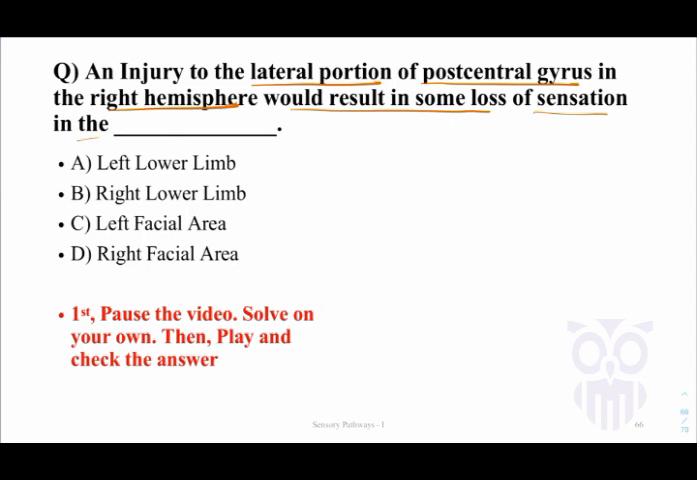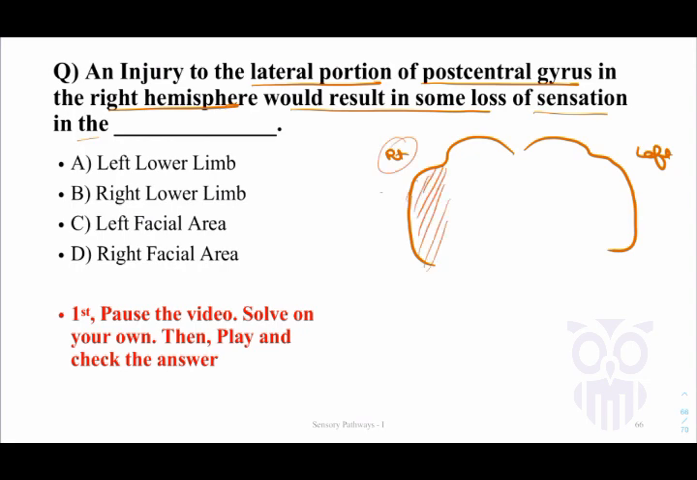Okay, a bit confusing. So what we'll do is draw the brain. This is my right, this is the left. This is the postcentral gyrus. The postcentral gyrus is the sensory cortex, SSA1. Okay, so this is the right, and over here is the lateral portion. So the lesion is here. Now you have to decide whether it will be the left or right lower limb, or the left or right facial area. The lesion is on the right side, so the effect is on the opposite side. So it's not the right lower limb. It's either the left lower limb or the left facial area.